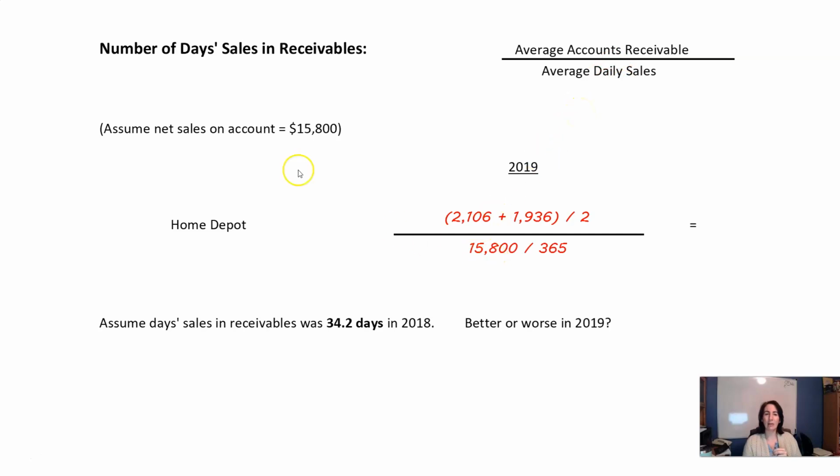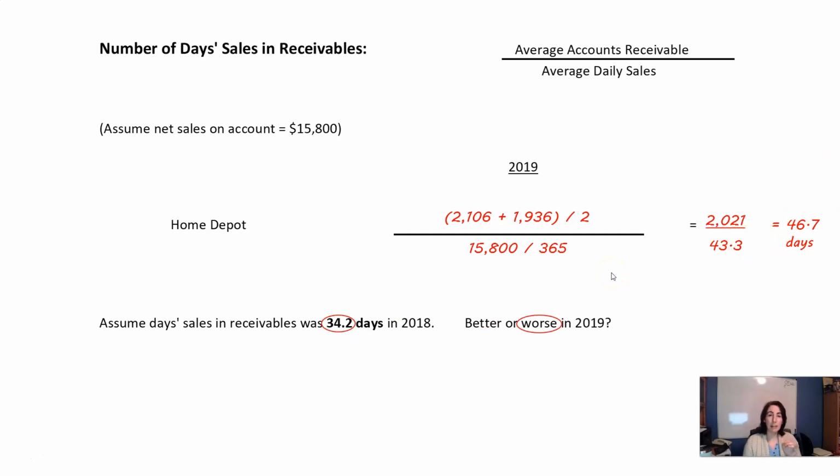So you're going to take sales on account, that same number, divided by 365, because I want to know the sales for one day. That comes out to be 46.7 days. That's how long it takes for a receivable to get paid to Home Depot. Previous year is 34.2. People paid faster. And we want people to pay faster because we want our bills paid, right? We want the money that is due to us as quickly as possible. So in this year, it's taking people longer to pay us.